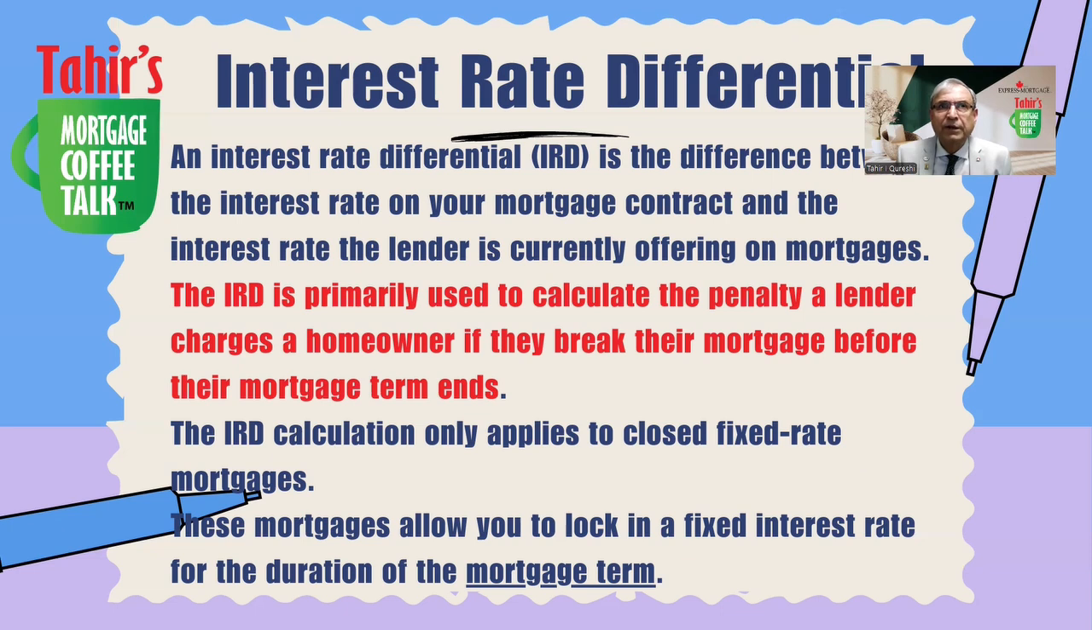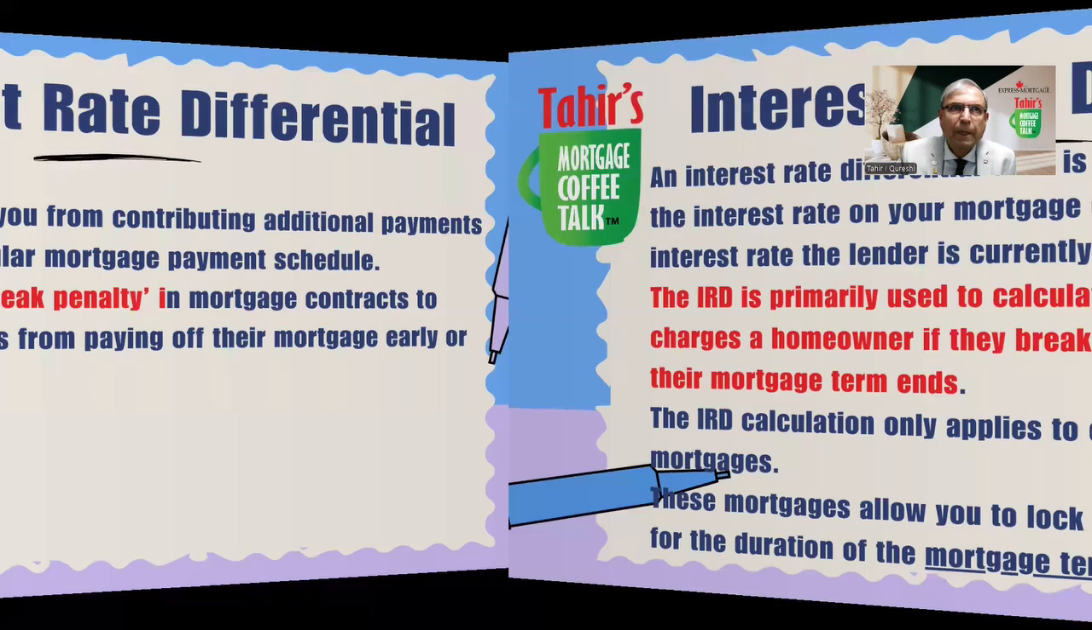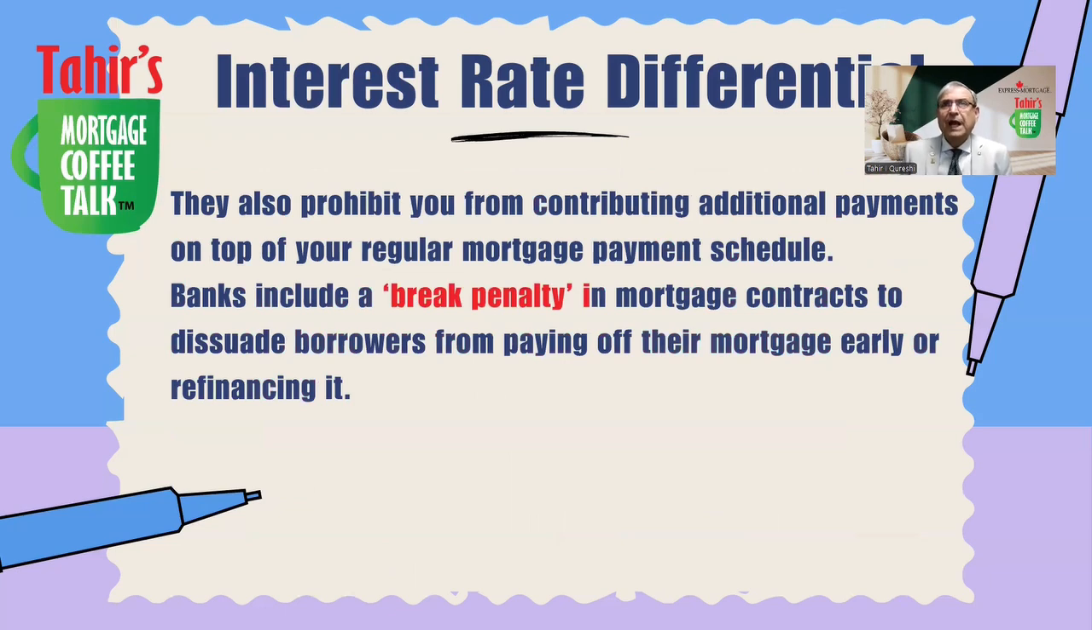So the interest rate differential is primarily used to calculate the penalty a lender charges a homeowner if they break their mortgage before their mortgage term ends or the maturity date. And this is where I put in red so you know it, and you can watch it later on when we put it on YouTube, okay? So IRD calculation only applies to closed mortgages, not to the variable mortgage. These mortgages allow you to lock in a fixed rate for the duration of the mortgage term. They also prohibit you from contributing additional payment on top of your regular mortgage payment schedule, because they will lose money. Everything you pay will go toward principal. So you have to look and see what agreement you're signing.